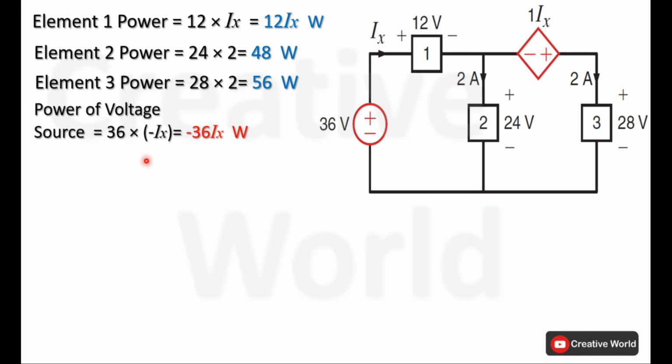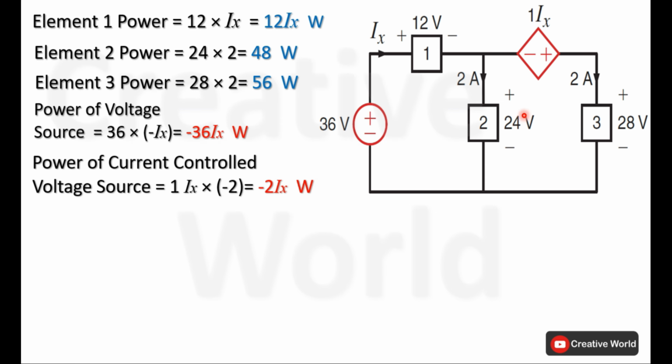Now calculate the power of the voltage source. The voltage across this voltage source is 36 volts and the current through it is Ix. In this case, the current is entering from the negative terminal and leaving from the positive terminal. So this current will be taken with a minus sign. So the power of the voltage source will be minus 36 Ix, and because of the minus sign, it will be considered as power being supplied through this element.